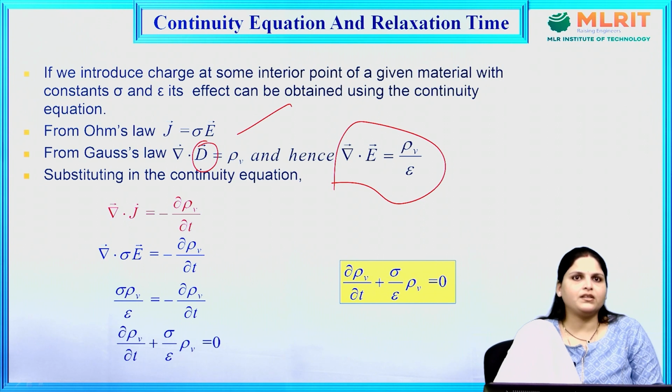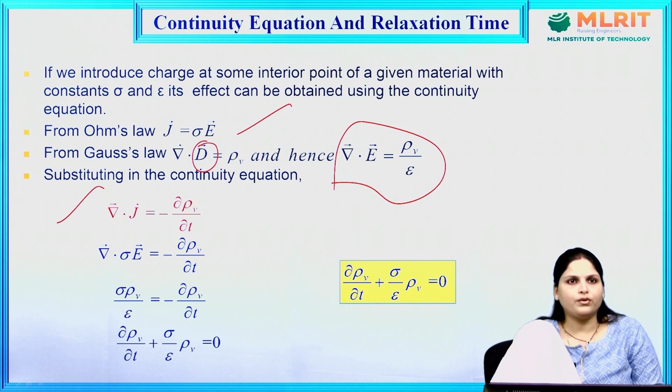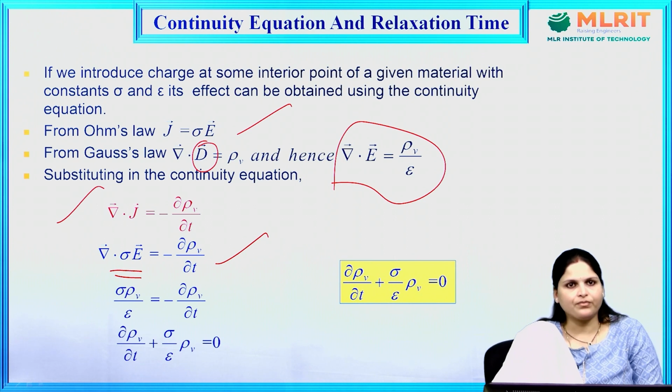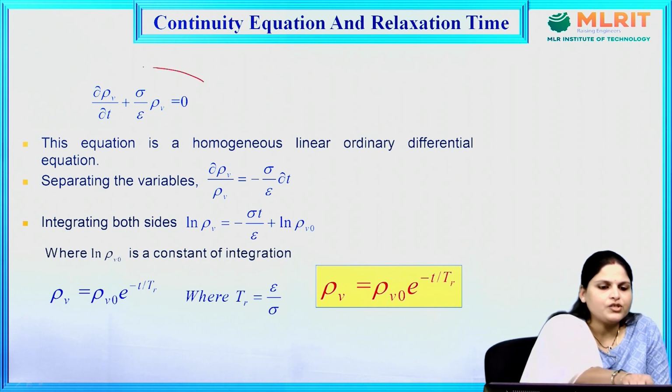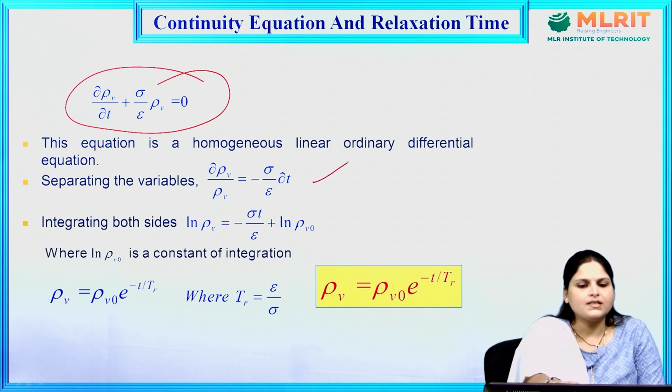Now we substitute in the continuity equation: divergence of J is equal to minus ∂rho v upon ∂t. In place of J we put sigma E, and further solving it, we get sigma rho v upon epsilon is equal to minus ∂rho v upon ∂t. We rearrange it and get ∂rho v upon ∂t plus sigma upon epsilon rho v is equal to 0. This equation is a homogeneous linear ordinary differential equation. Now if we separate the variables, we get ∂rho v upon rho v is equal to minus sigma upon epsilon dt.